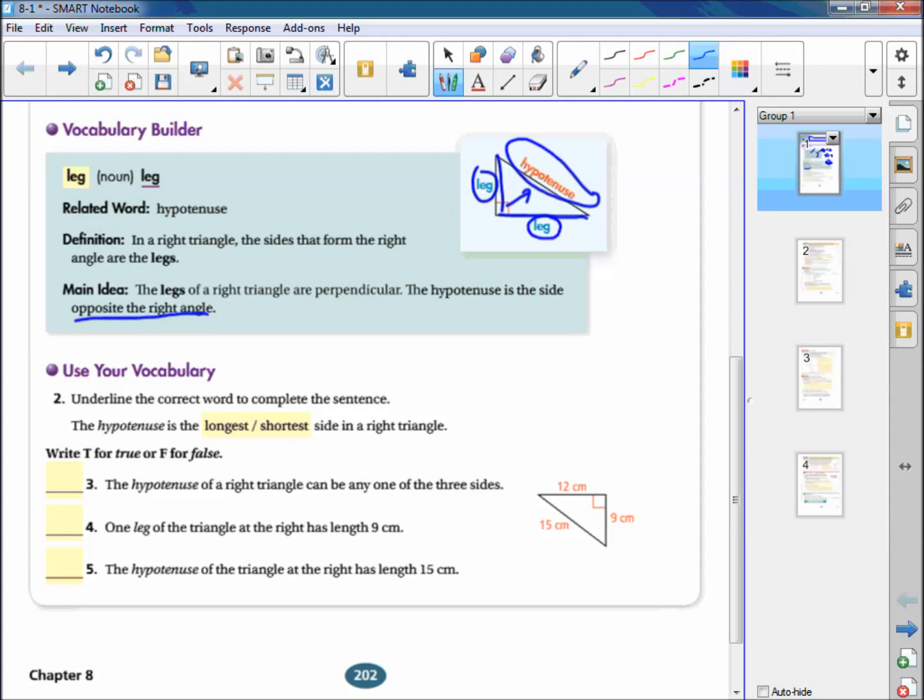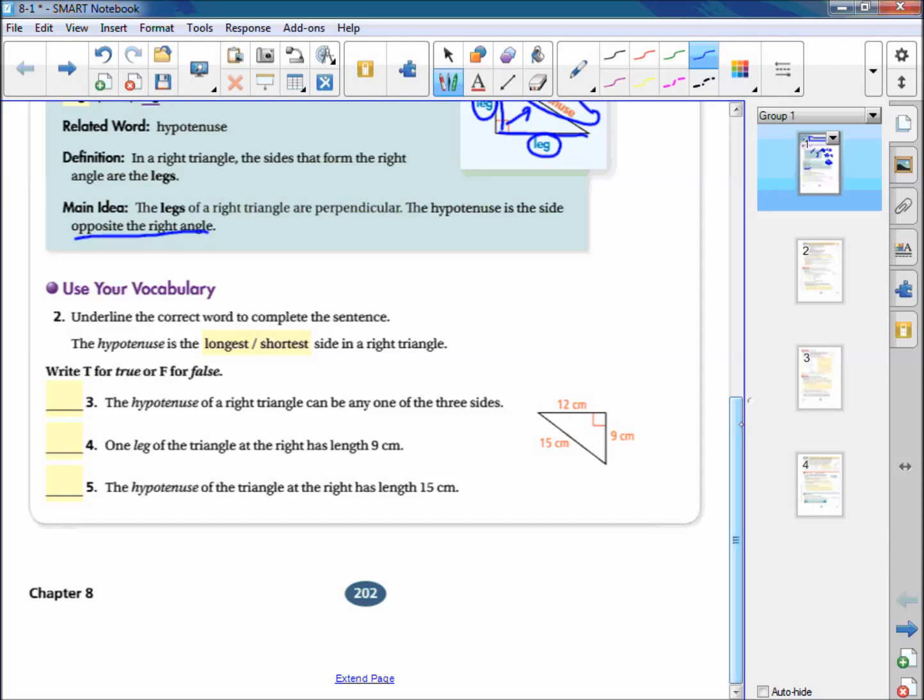Okay. Number 2, underline the correct word to complete the sentence. So the hypotenuse is the longest side of the right triangle. The one across from the right angle will always be the longest. By the way, for any triangle, the longest side is always across from the longest angle, and the shortest side is always across from the smallest angle.